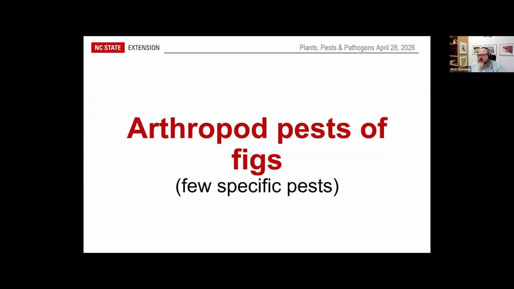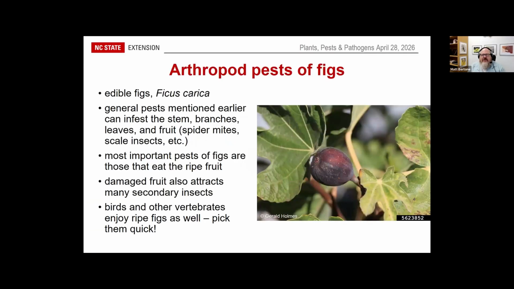All right, and finally, some arthropod pests of figs. And there's a few pests, but not really many. And really with figs, we're talking about the edible figs, as Mike mentioned. Really, in figs, the general pests mentioned are the most important. These infest the stems, branches, and leaves, and these are spider mites, scale insects, especially, like I said, Japanese maple scale often gets on figs. And so they're very common ones, but I would say the most important pests are those that attack the ripe figs.